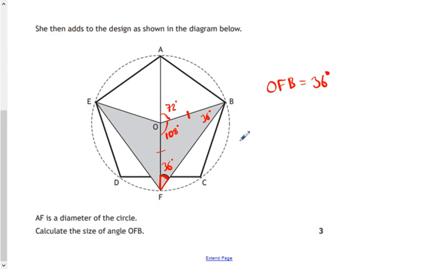Now, if you annotate your drawing there, that should be enough to get all of the working. And I apologize for the bell that's ringing in the background there. We are recording in a school.